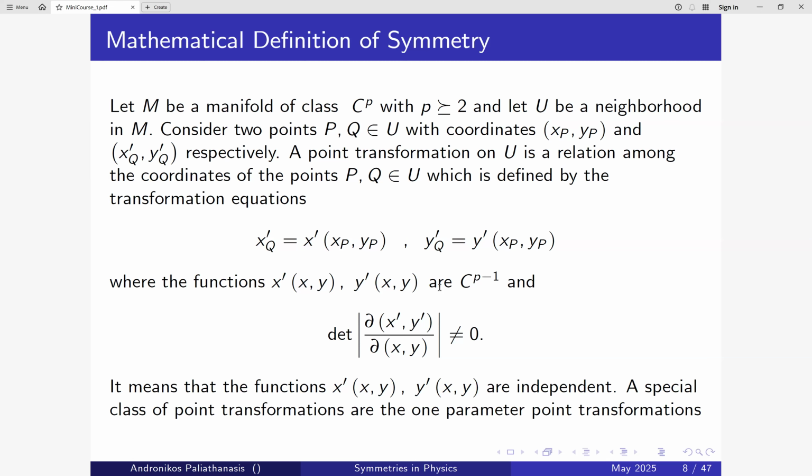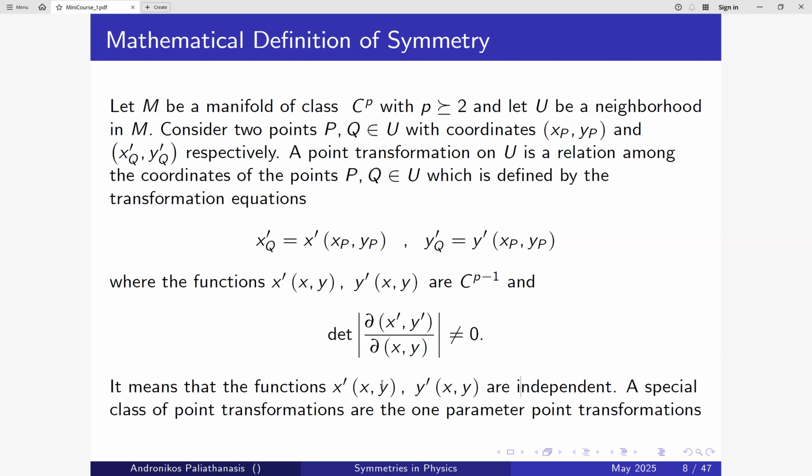Now we will discuss mathematically the concept of symmetry and how we define it. Assume that we have a manifold M of class C^p, which is smooth, and U a neighborhood in M. We consider two points P and Q in the region U, with coordinates xp, yp and xq, yq respectively. A point transformation of U is a relation among the coordinates of the points P and Q over U, defined by the transformation equations x prime q given by this, where the functions are C^(p-1), and the transformation has an inverse, and the variables x, y are independent.